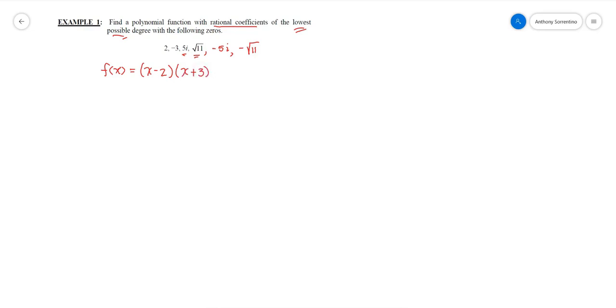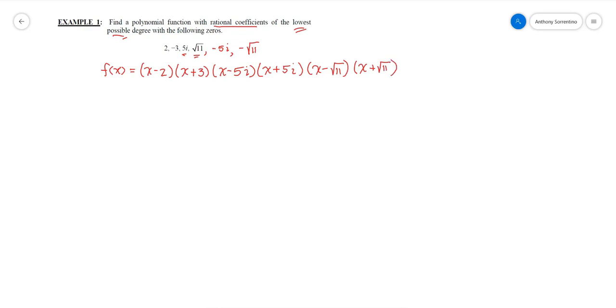Since 5i is a 0, that means x minus 5i would be a factor. And we already established that -5i had to be a zero as well, so x minus a -5i, which becomes x plus 5i, is also a factor. Square root 11 is a 0, so x minus square root 11 would be a factor. And since negative square root 11 was also a 0 because it's a conjugate, x minus a negative square root 11, which would become x plus square root 11, is also a factor.